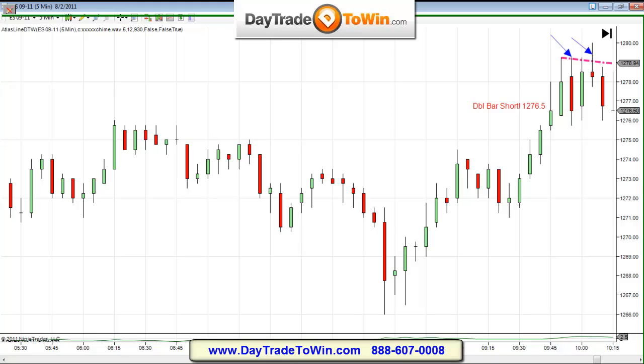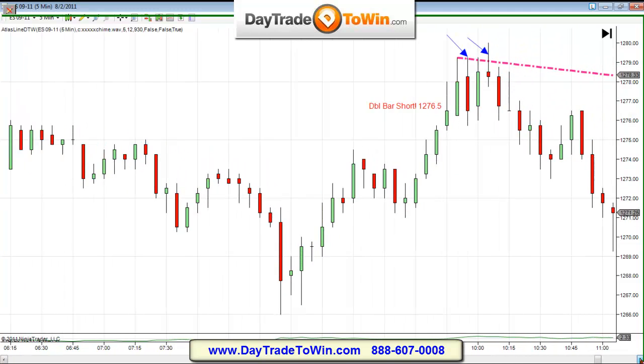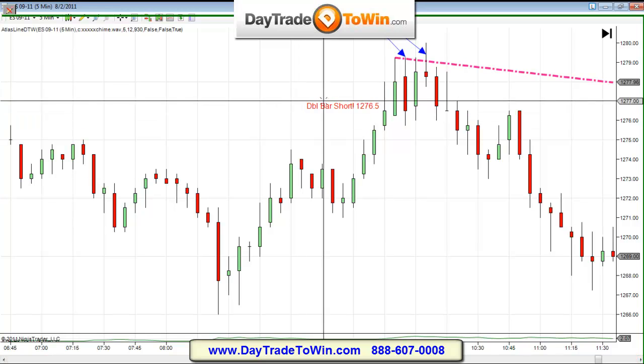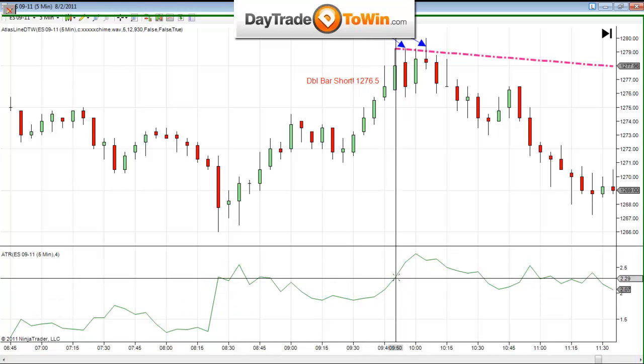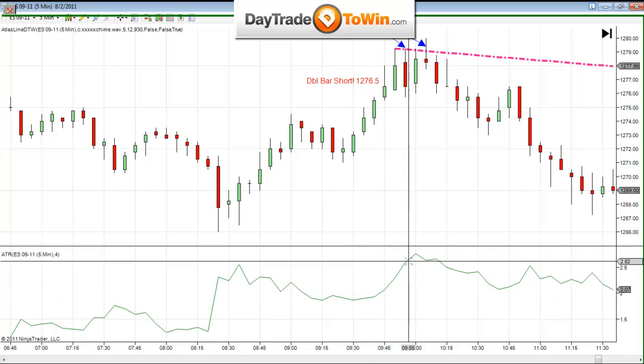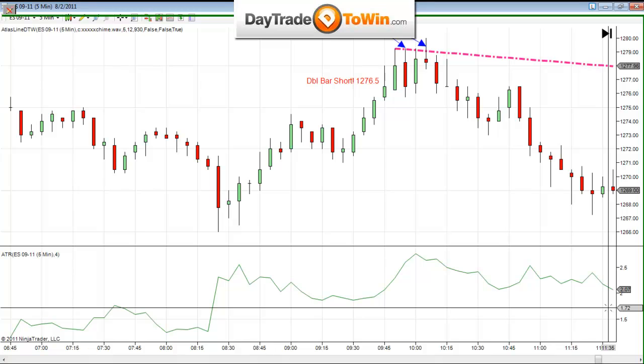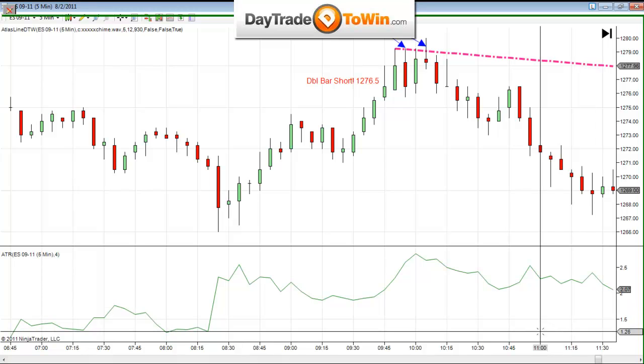This means that we have here, interestingly enough, double bar short right at the top of the move. Right at the top of the move here. What happened? Market went straight down. Okay. So this double bar short here, you look down, we see the ATR at about 2.5 points. That's what I want to achieve from the trade.